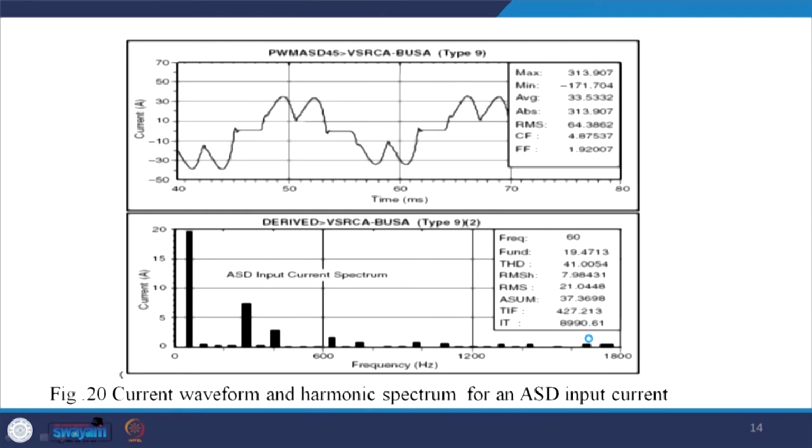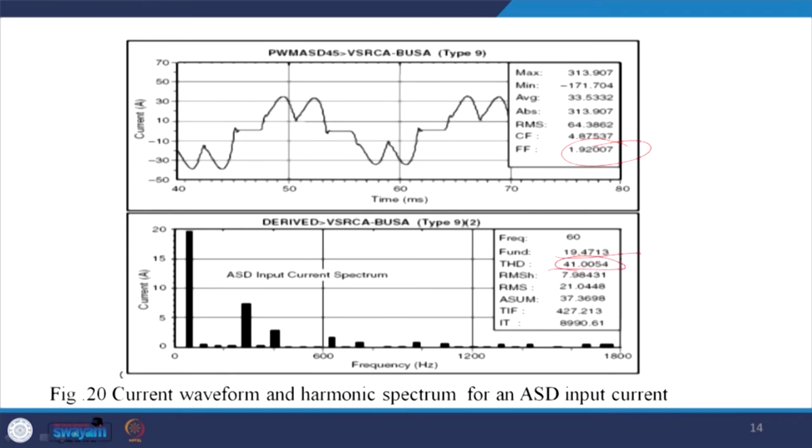So, you can see a few things. The maximum voltage is this, the minimum voltage is this, the average is this, the RMS is this, and the form factor is this. You can see a frequency of 60 hertz, and the fundamental value is 19 point something.